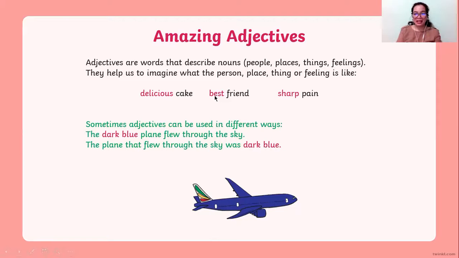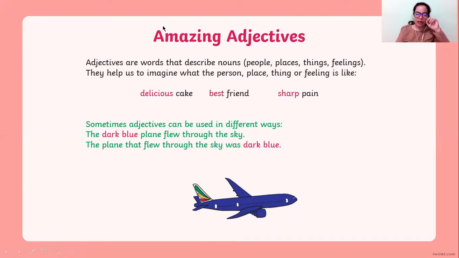Next, best friend. Friend is our noun and our adjective is best. What kind of a friend? The description of friend is best. Next, pain. Pain is a feeling. What kind of pain? Because there are many kinds of pain. The description of the feeling here is sharp. Sharp feeling or the sharp pain. So sharp is our adjective.